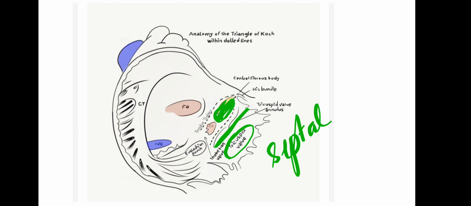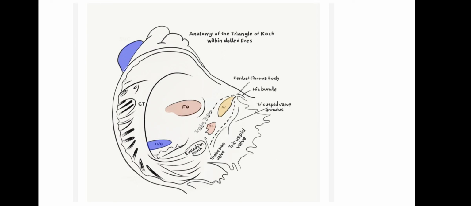The posterior boundary is formed by the coronary sinus. You can see the coronary sinus here. The superior boundary is formed by the tendon of Todaro. The tendon of Todaro is nothing but a fibrous extension from the central fibrous body of the heart to the Eustachian valve of the inferior vena cava.